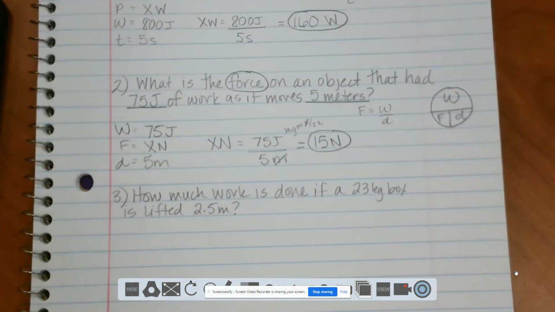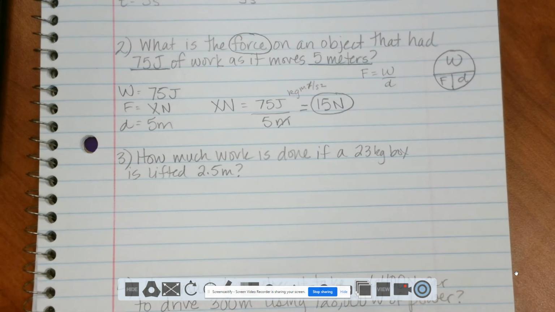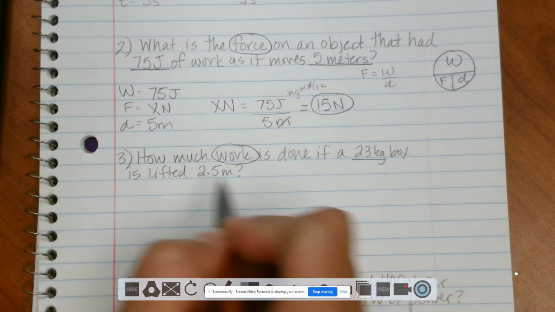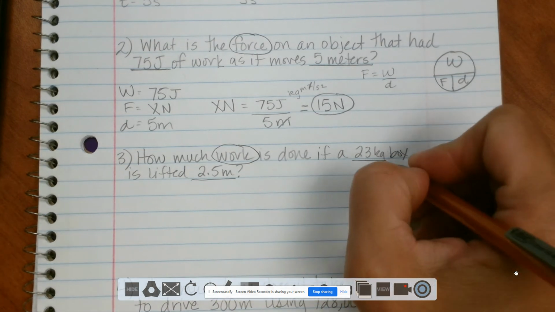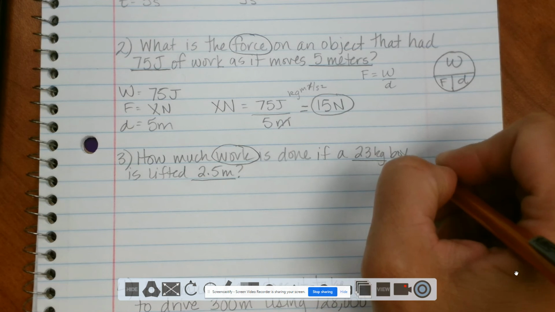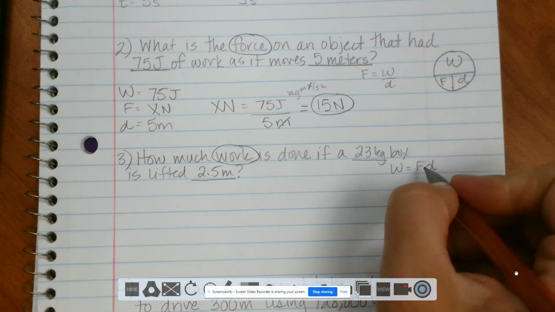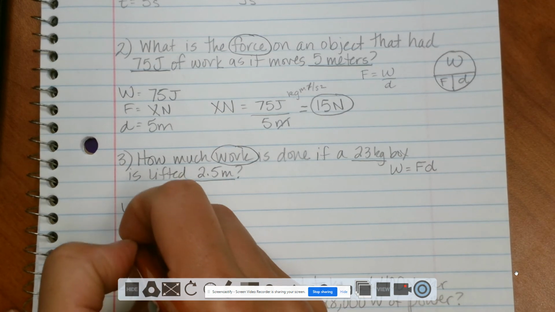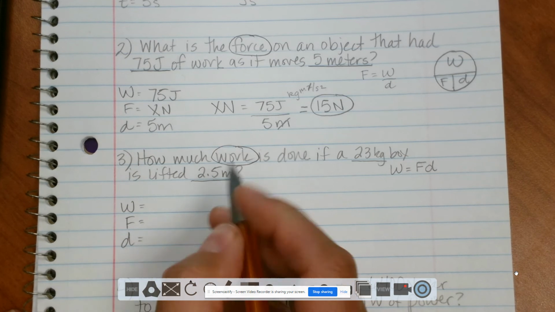Okay, how much work is done? So I'm looking for work if a 23 kilogram box is lifted 2.5 meters. So I know that in work, I need to have a force times a distance. So work equals force times distance. Well, I still would need all of those variables to solve for work. So let's see what we're given. We're given 2.5 meters, which is a distance.